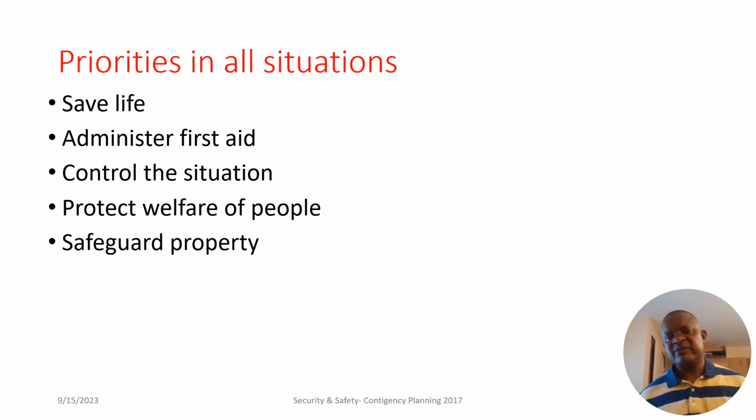Those are the priorities. If you are asked, please detail or explain the priorities in all situations that can be classified as emergencies. You start with number one is saving life. Number two is to administer first aid. Number three is to control the situation. Number four is to protect welfare of people. Number five is to safeguard property.